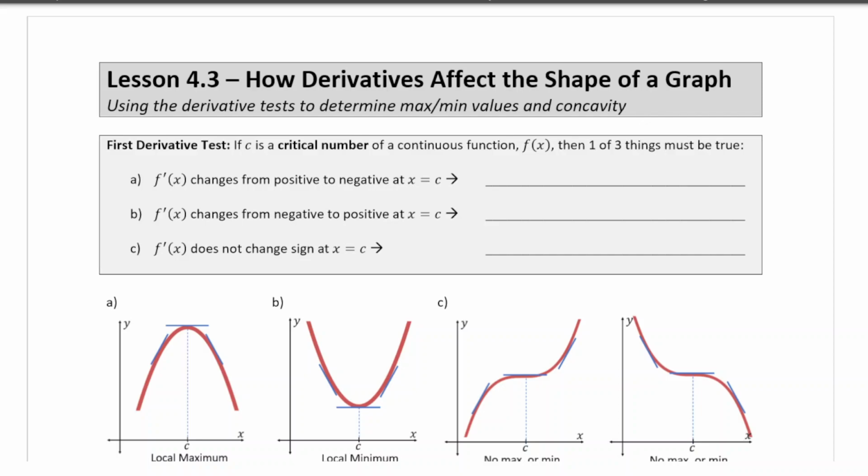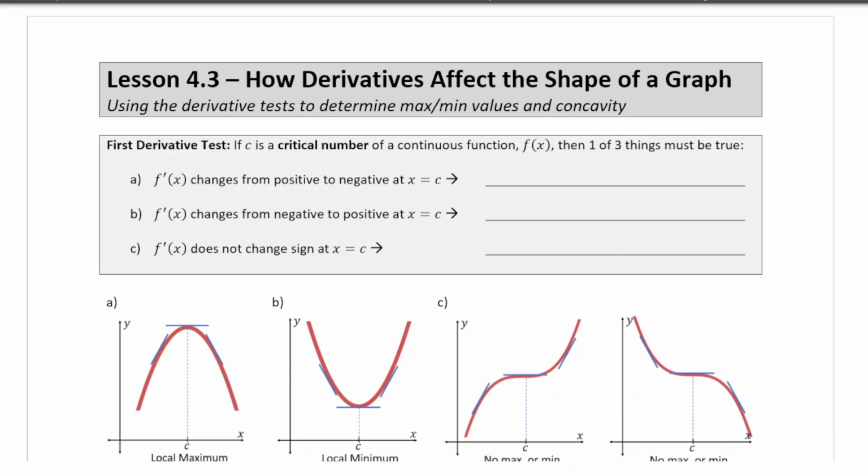Okay, so this is lesson 4.3 on how derivatives affect the shape of a graph. So we're going to be looking at the first derivative and the second derivative here. I'm actually going to split this lesson into two parts in terms of videos. So this is going to be part one on how the first derivative affects the shape of the graph, and then I'll do a second video for the second derivative.